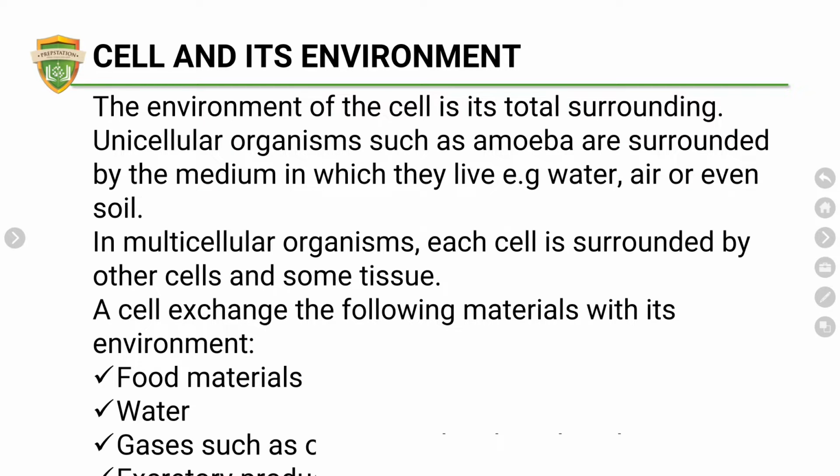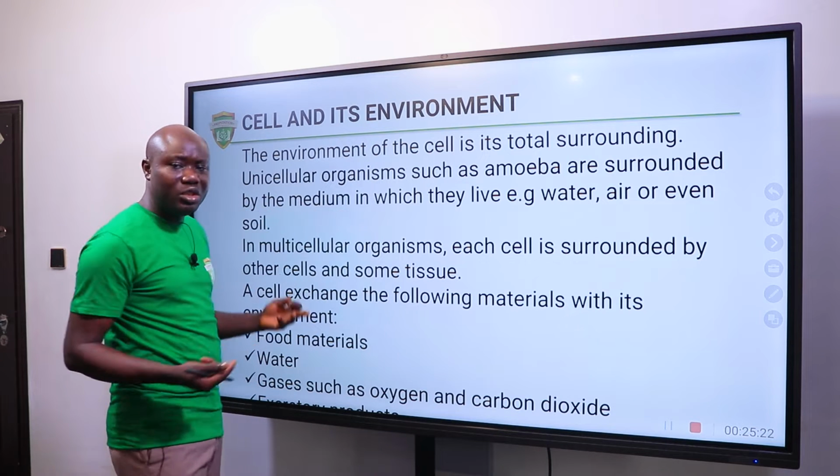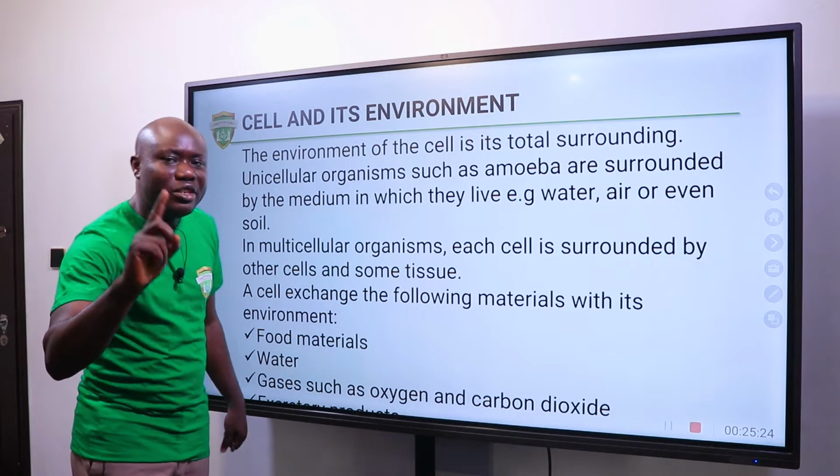Unicellular organisms such as amoeba are surrounded by the medium in which they live, for example, water, air, or even soil. But in multicellular organisms, each cell is surrounded by other cells and some tissues. Pay attention. When I said unicellular, they are surrounded by what? The medium in which they live. That is because amoeba is a single-celled organism.